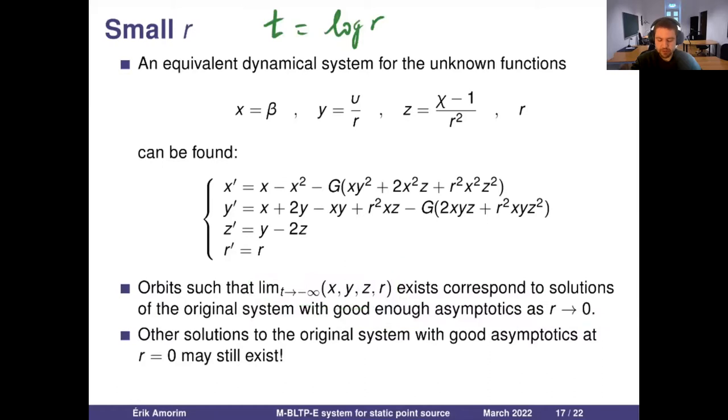So you want to now study the unstable manifold of a four-dimensional dynamical system. But I'm pointing out here that other solutions of the system with the good asymptotics at r equals zero may actually still exist. So the ones that I'm looking for are just sufficient for our purposes. Maybe there are some others that are also good.